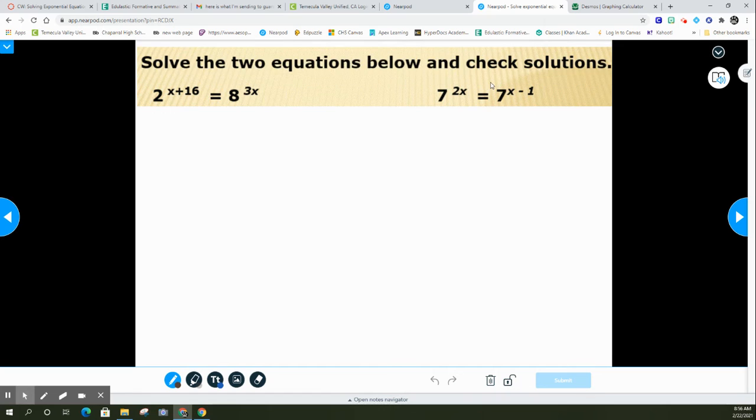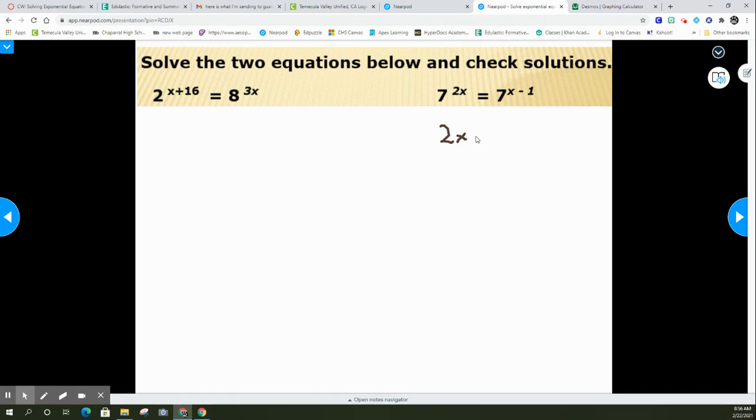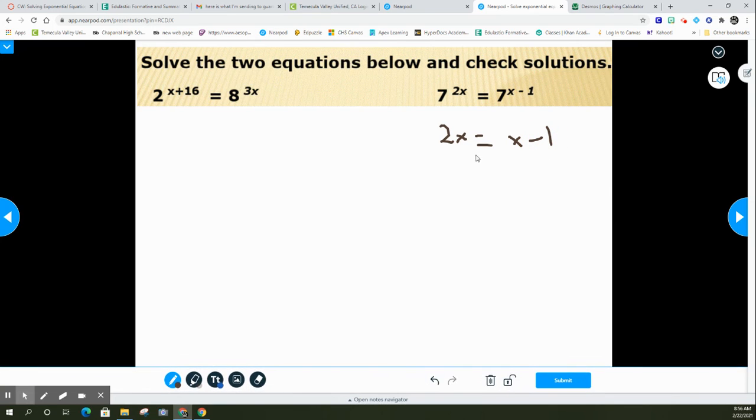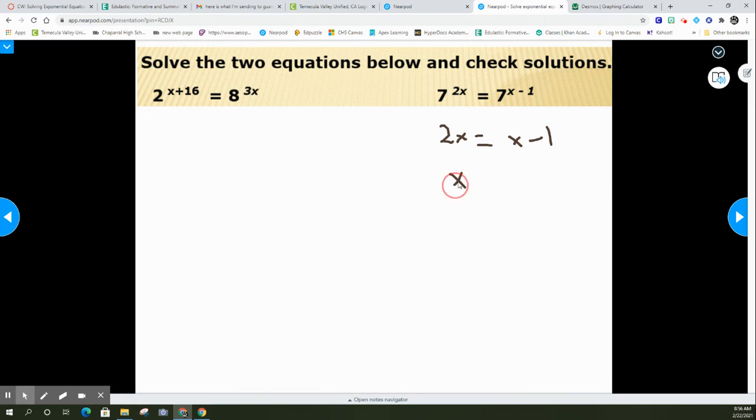Okay, so these two are for you. Again, I'll do one of these. Again, I would just get the same base. Like this one's already the same base, so you're really just solving 2x equals x minus 1, right, which is really, really easy. So x just equals -1.